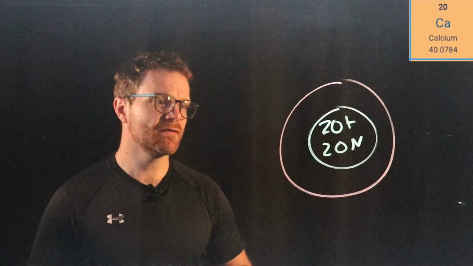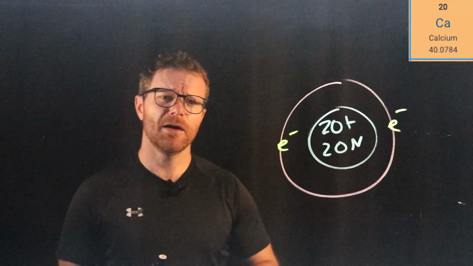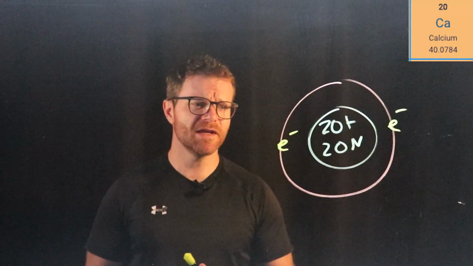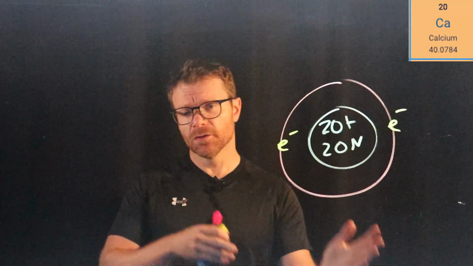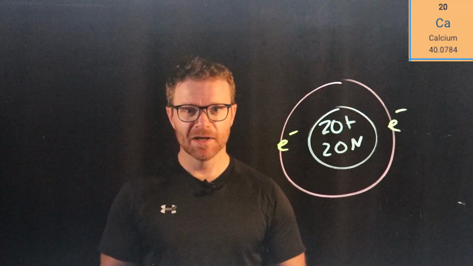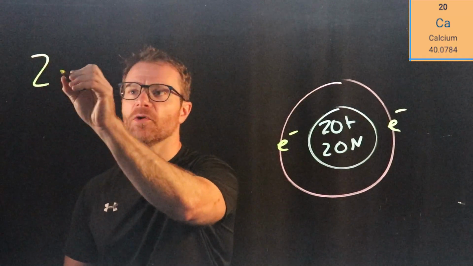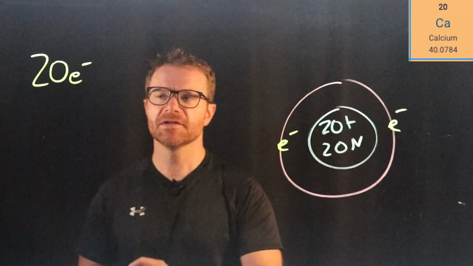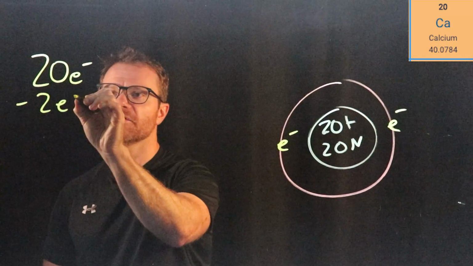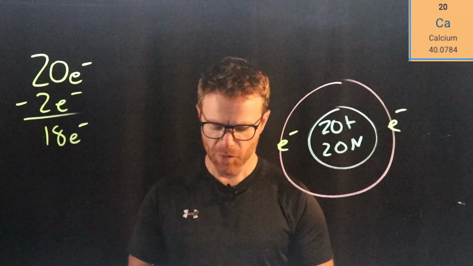So that first energy level can hold 2. Now, I'm worried about making a mistake as I construct this Bohr model. So as you may recall from my Bohr model video, what I recommend with your electrons is just keep a running tally. So let's say we have 20 electrons and I put 2 in the first energy level. That leaves 18 electrons.